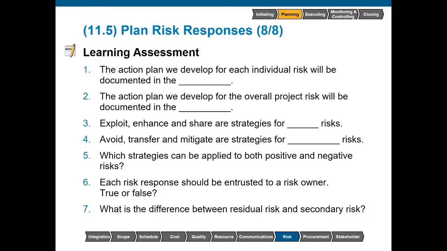Each risk response should be entrusted to a risk owner, true or false? This is true. If we don't have a risk owner, then we have nobody to implement the risk response should that risk event occur. What is the difference between residual risk and secondary risk? Residual risk is uncertainty remaining even after a response strategy is implemented. Secondary risk arises solely because of the response strategy being implemented.